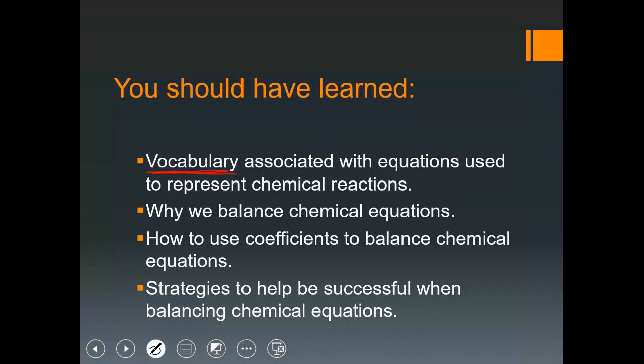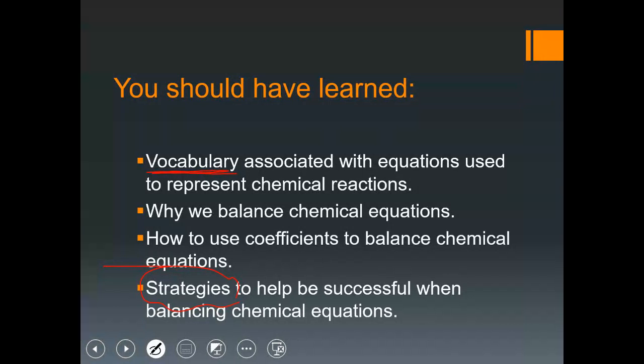We add the coefficients in the front and we keep track of each element on the left and each element on the right, and we adjust those coefficients until every element has exactly the same number on the left and on the right of the arrow. A couple of strategies to help you out, but honestly, it's going to come down to trial and error and you adjusting numbers until you get it to work out.